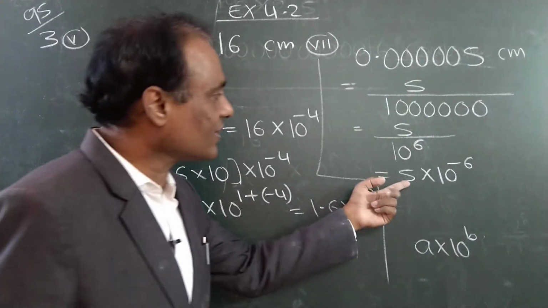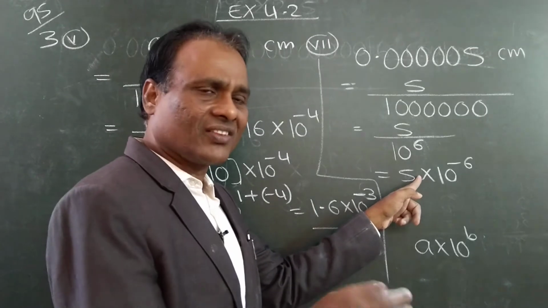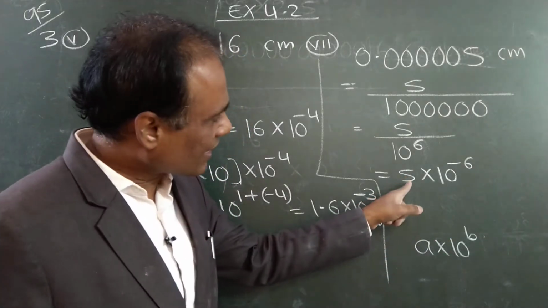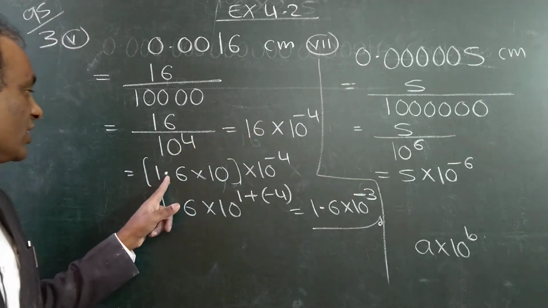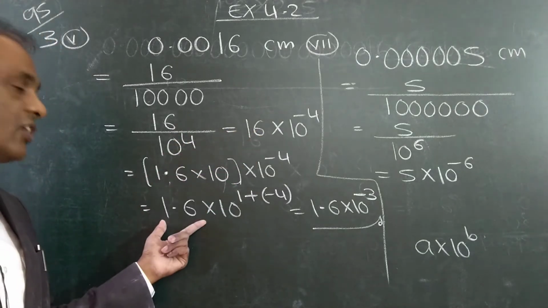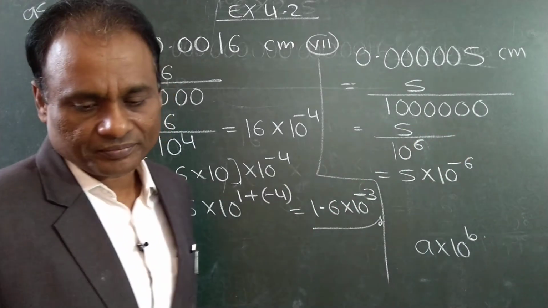If it is only one digit, even if you keep the decimal after one digit, 5.0 is 5 only. If it is one digit, keep it as it is. If it is more than one digit, the decimal should be after one digit. We have to change like this. That is the only confusion. If it is already one digit, that is the answer.